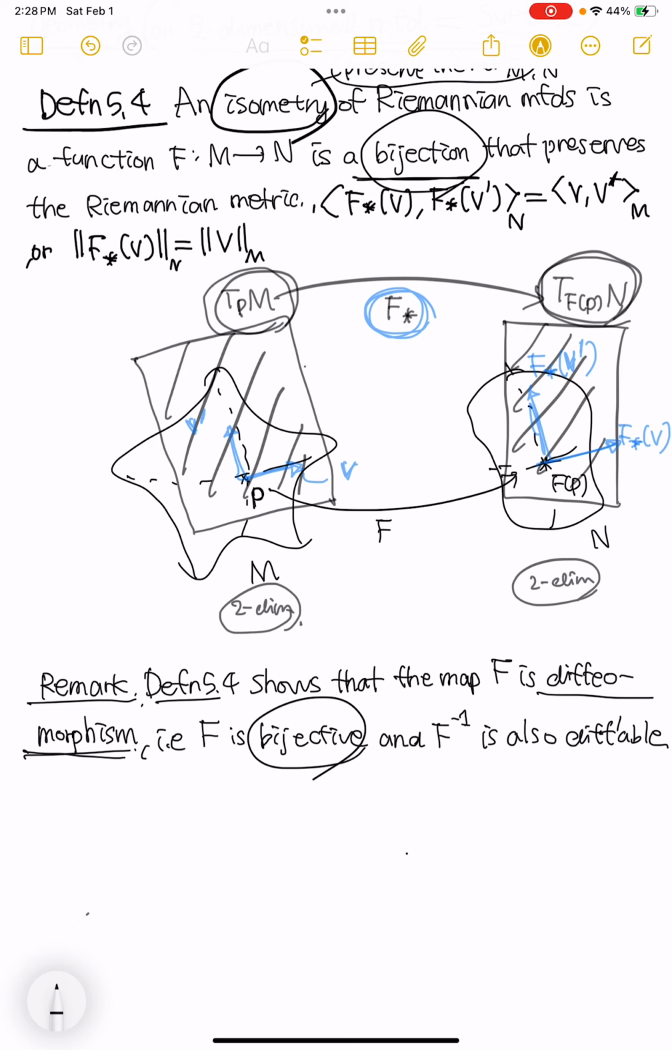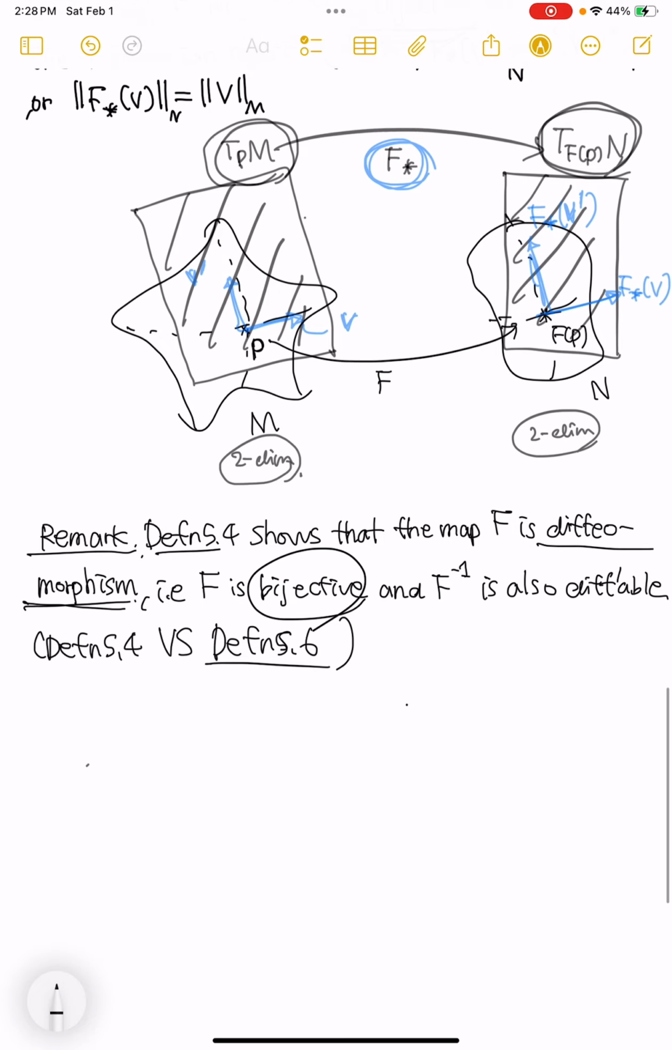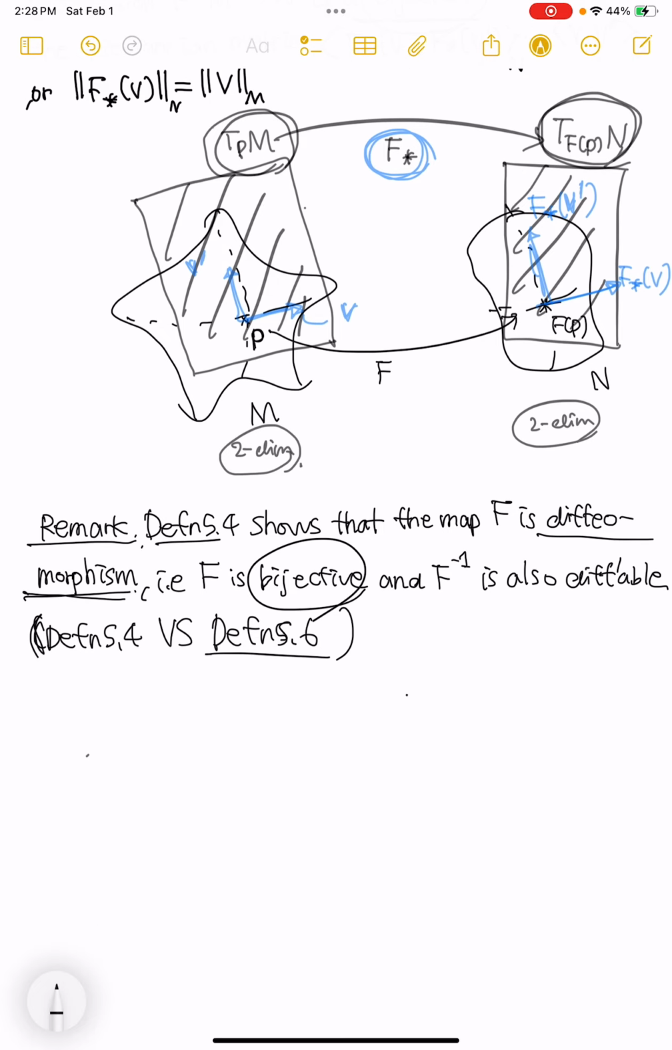In the next definition, definition 5.6, I will explain the local isometry. Compared to the definition, later I will define a local isometry.